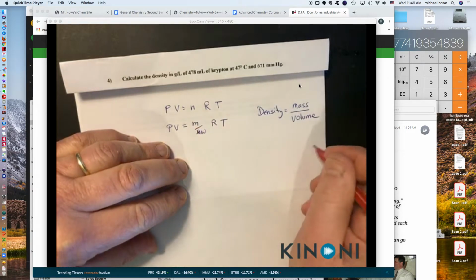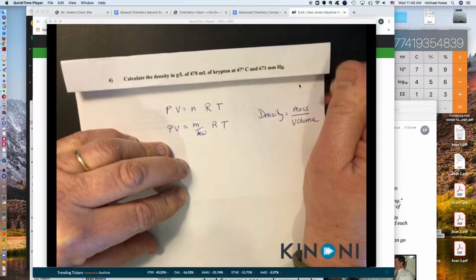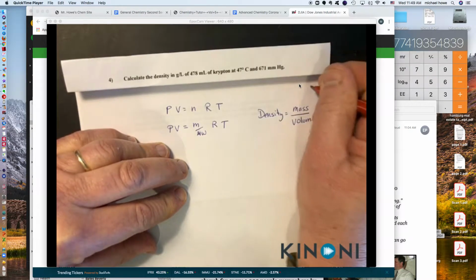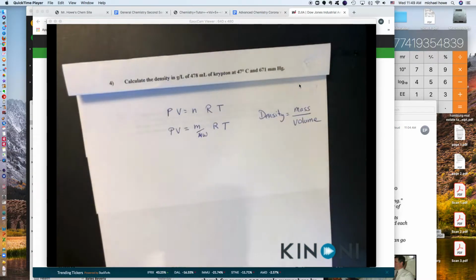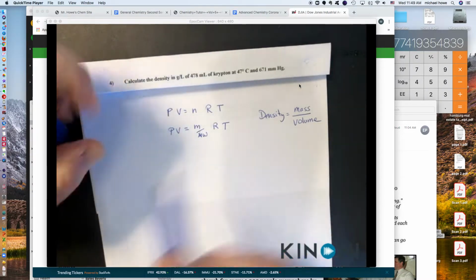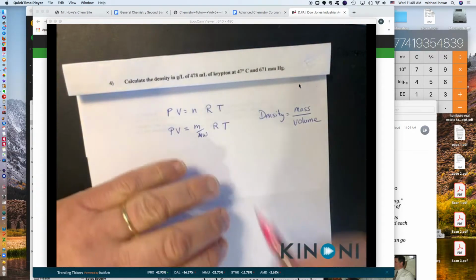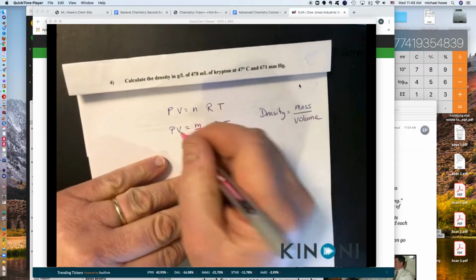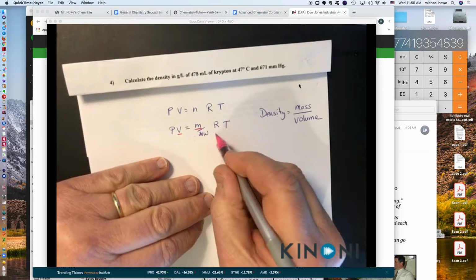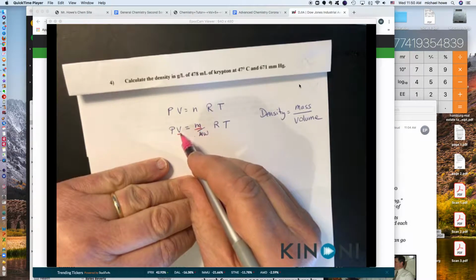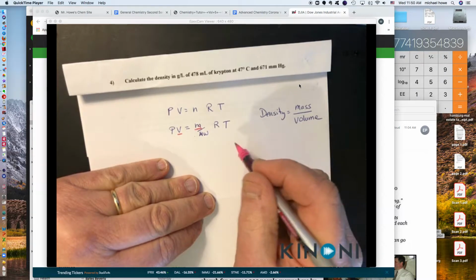That's right here. So here's your mass, and here's your volume. So if I could rearrange this equation to get mass on top and volume on the bottom, I would have density. So let's do that.